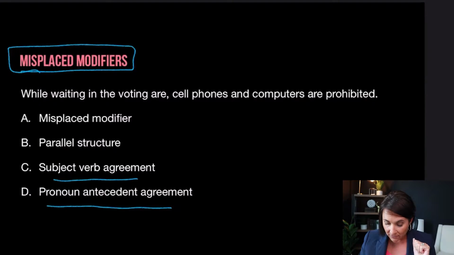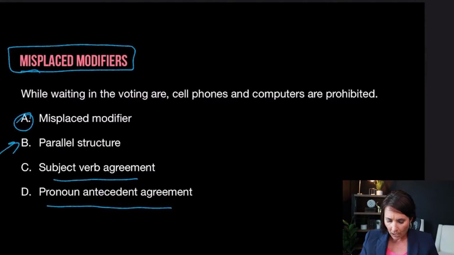Now, while waiting in the voting area, cell phones and computers are prohibited. Now, this is a common way that you'll see misplaced modifiers, and I just gave it away. A is the correct answer here. We're going to talk about parallel structure in just a second, so don't worry. But while waiting in the voting area, cell phones and computers are prohibited. When people do misplaced modifier questions on the test, and remember, we're always going to want to think like a test maker, not a test taker.